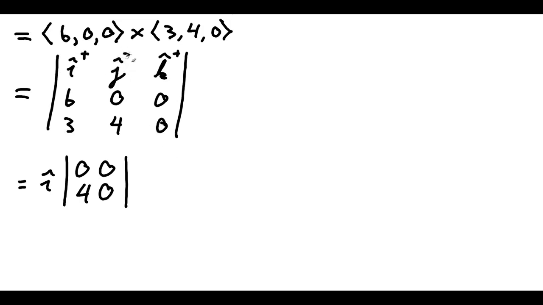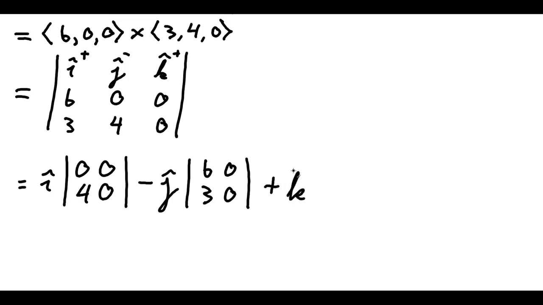Next we move on to j, but we alternate signs, so this has to be minus j, and that will be multiplied by the matrix we would get if we delete the row and column containing j. And there we see we have 6, 0, 3, 0. And finally we have plus k. We delete that row and column, and we see we have 6, 0, 3, 4.